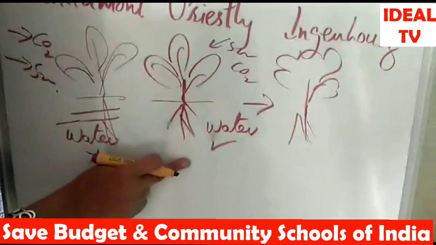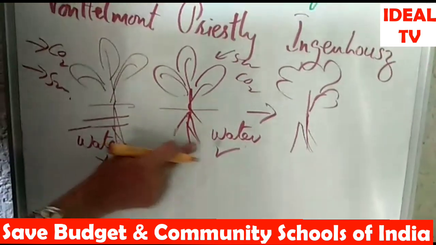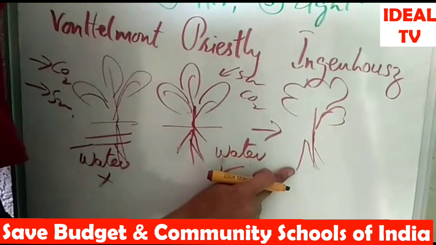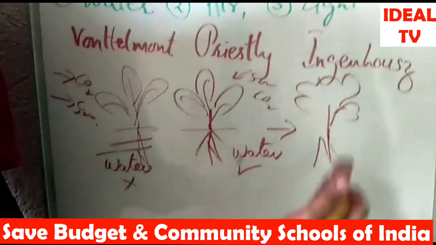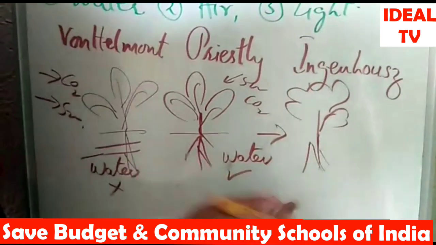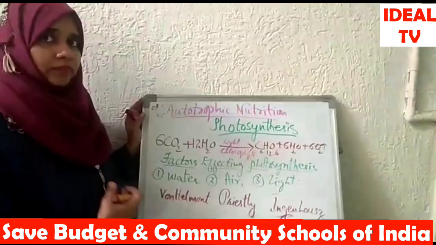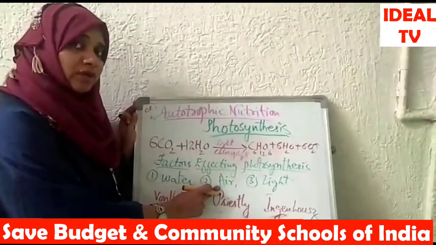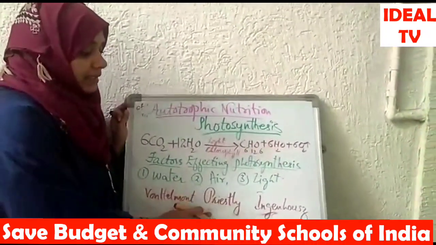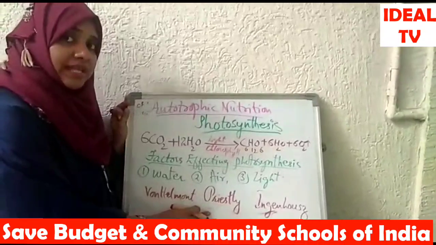He proved that if we water the plant, then only the food production of the plant will take place by the process of photosynthesis, and the plant weight is increased, and thus we can prove that water is essential for photosynthesis. Now let us see how air affects the process of formation of food in plants by another experiment, which is Priestley's experiment.